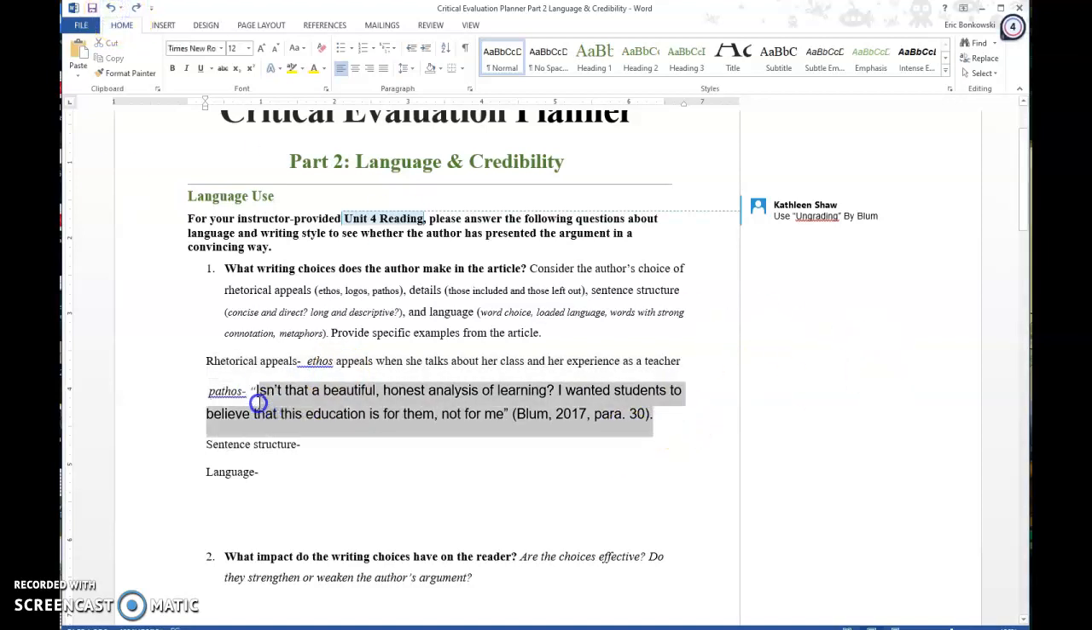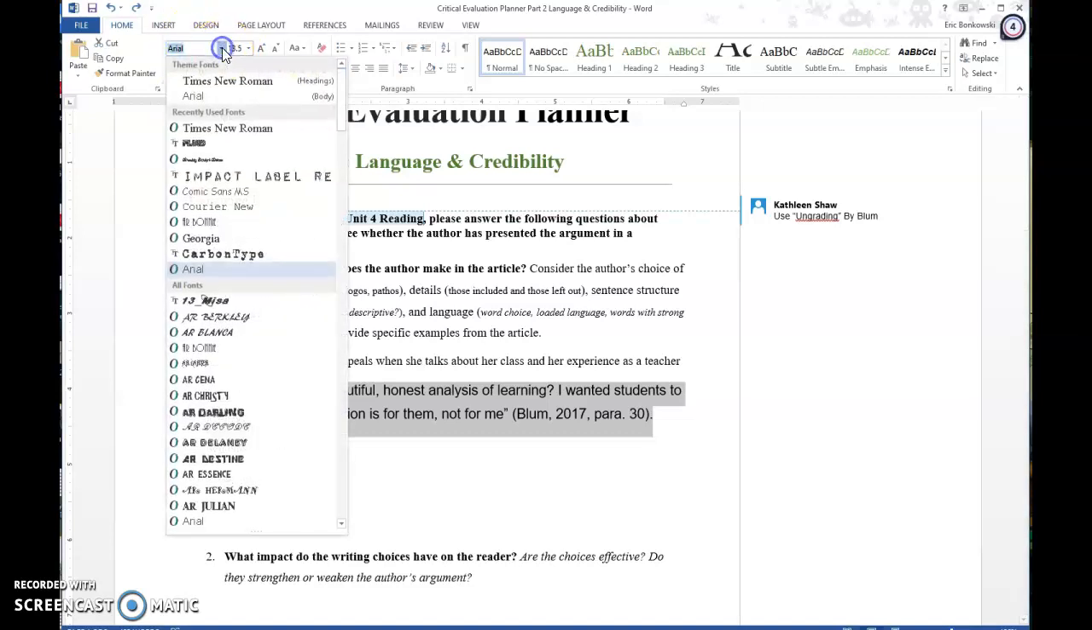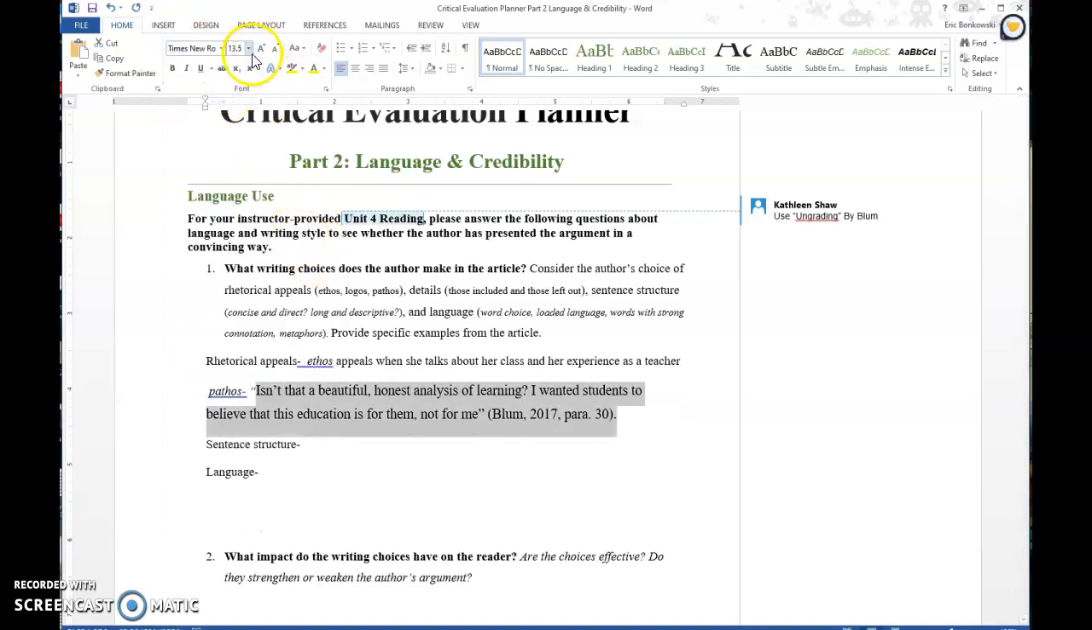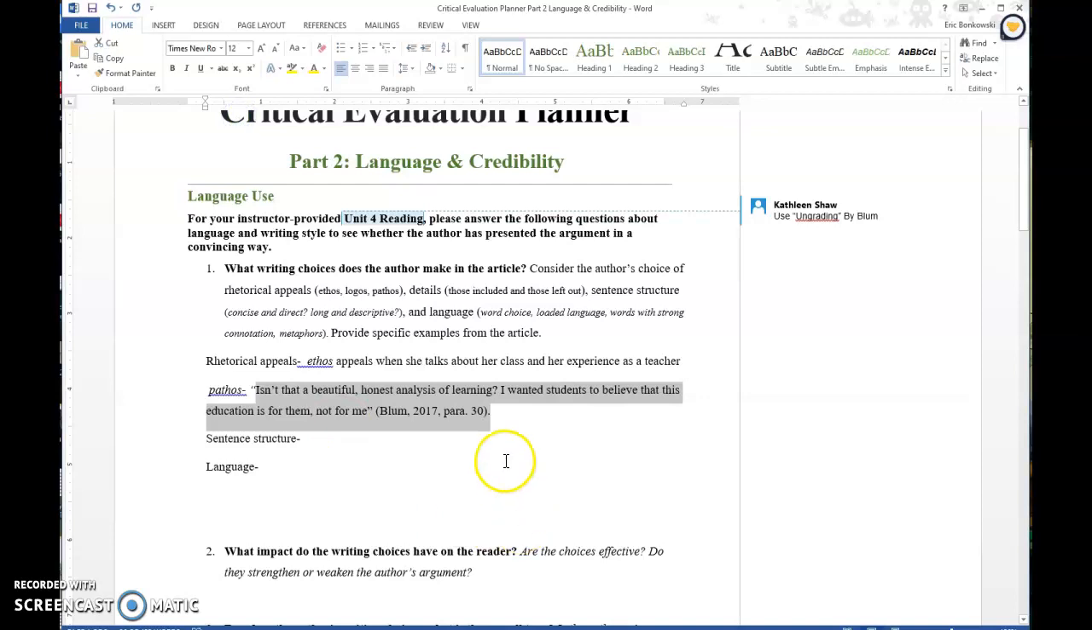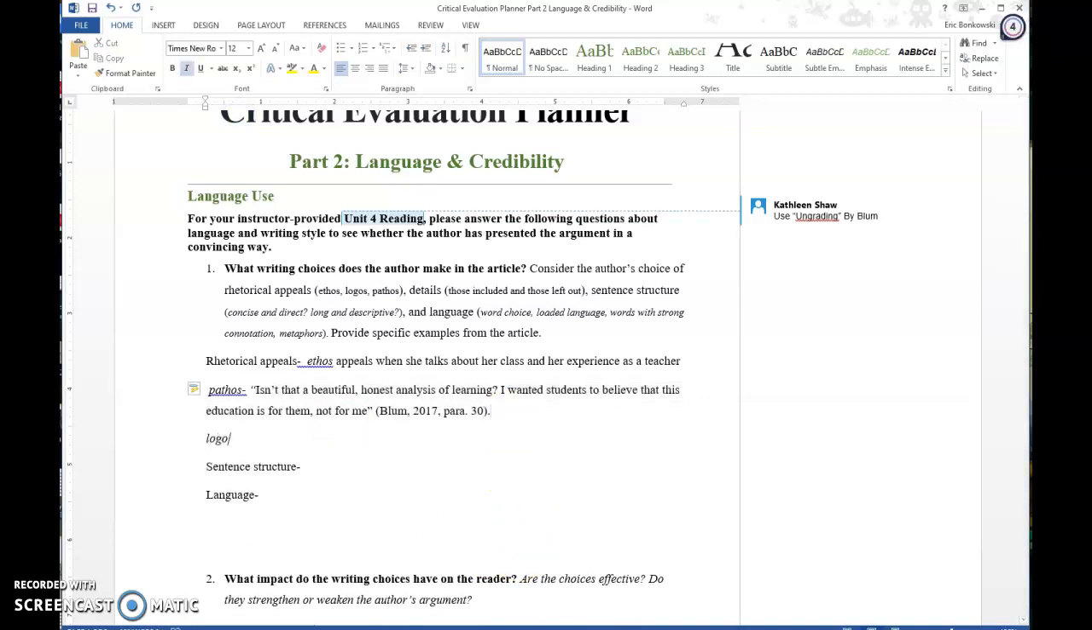Logos, I could probably find some examples, and that's up to you. So if you wanted to include a logos appeal, you could just do that, and then go through and look for a logical appeal. A really good example would be to look and see if you can find a statistic. That's always a good logos appeal.